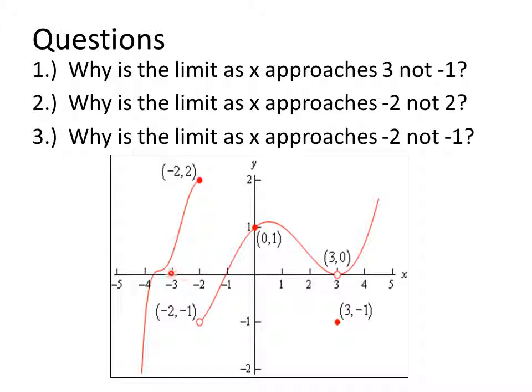In the second question, it asks, why is the limit as x approaches negative 2 not 2? In this case, the limit is not 2 because it doesn't approach the same value from either side. In order to have a limit, you must approach the same y value from either side. The same argument holds for question number 3.